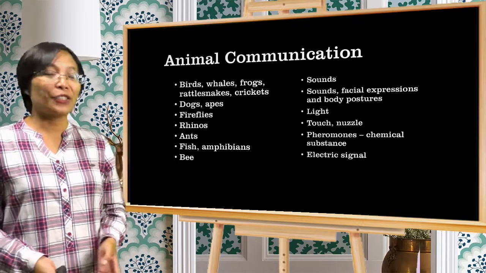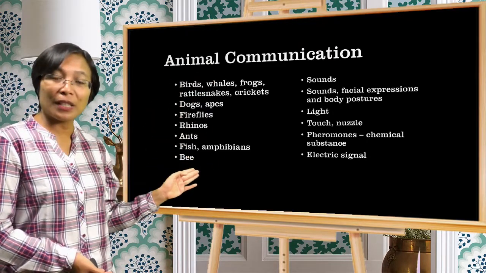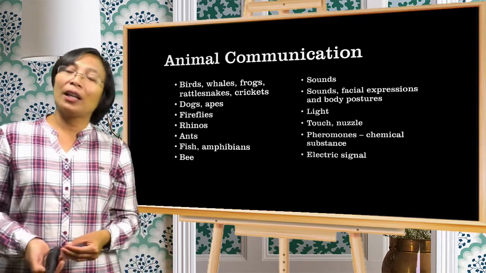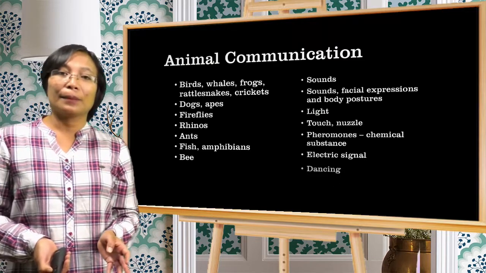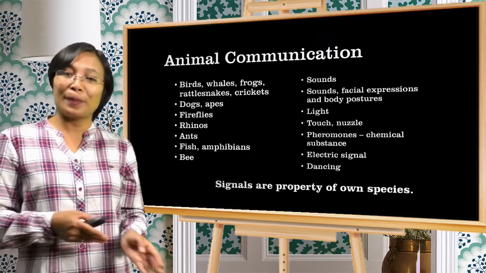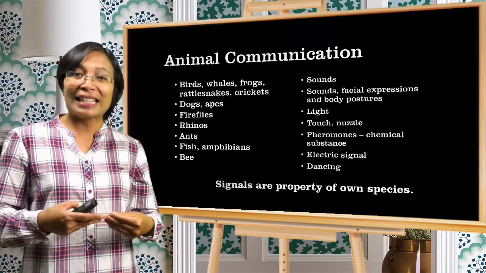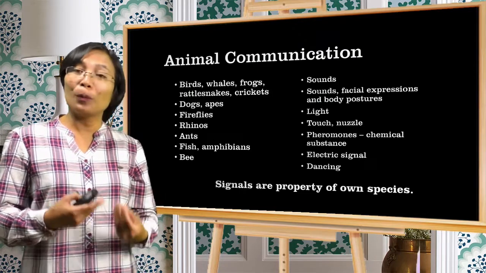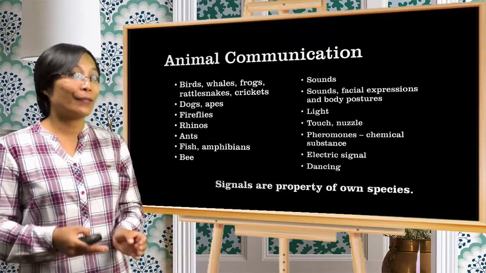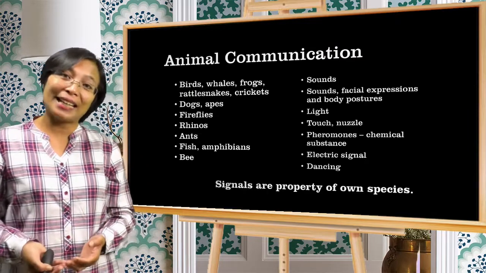Now, from our discussion about the animals' communication process and also how we communicate, we can draw the conclusion that signals are the property of their own species. That means that every species has its own way to communicate with each other. So this is the first feature of our language. Now, what about the second feature?